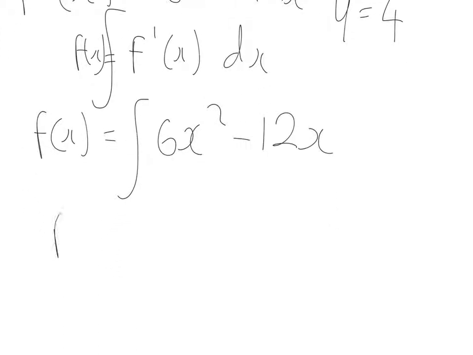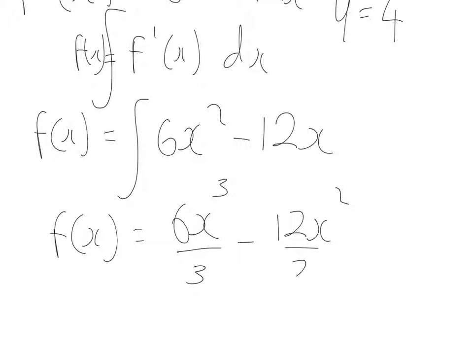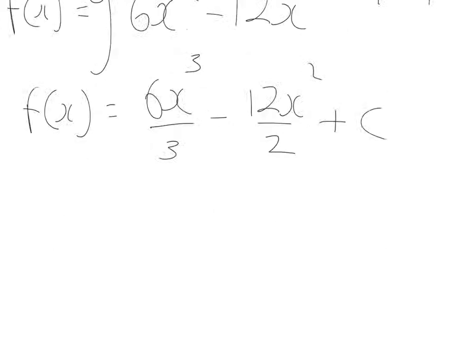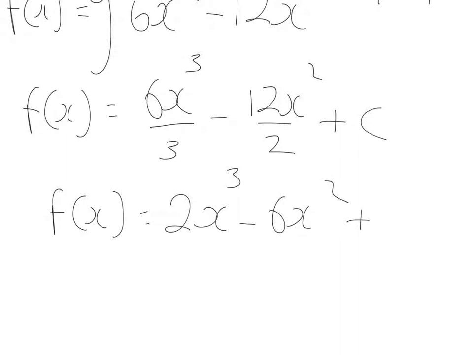So add 1 on my power and divide by my new power. It's going to be 6x cubed over 3 minus 12x squared over 2 plus c. So simplifying, that will give me f of x equals 2x cubed minus 6x squared plus c. And I said before, when x equals 1, y equals 4. So the function is equal to 4 when x is equal to 1.